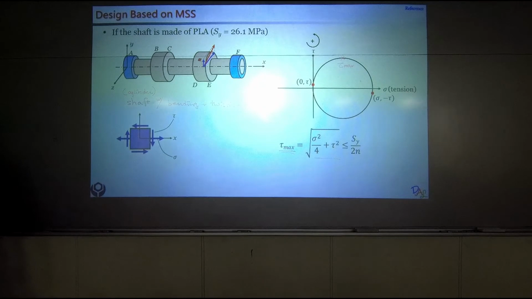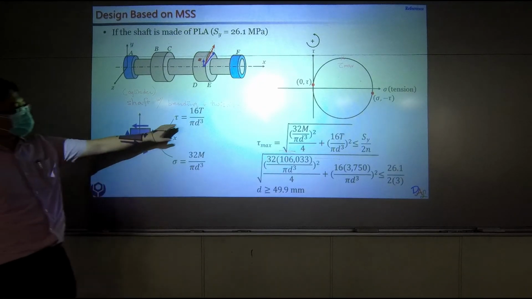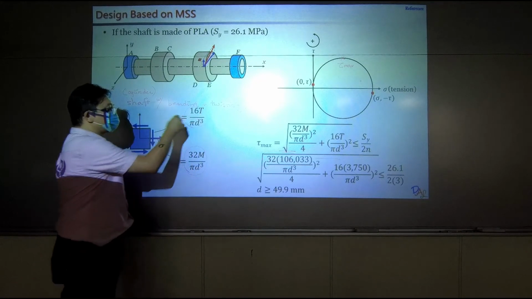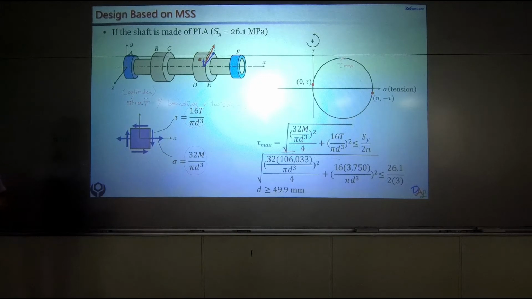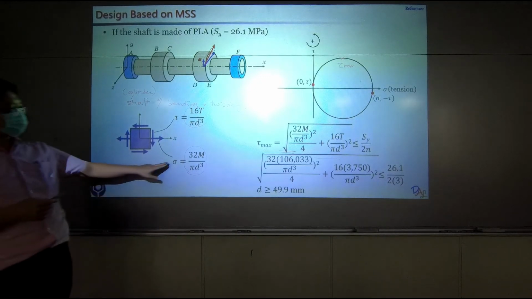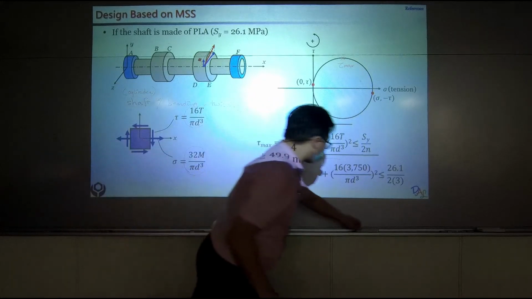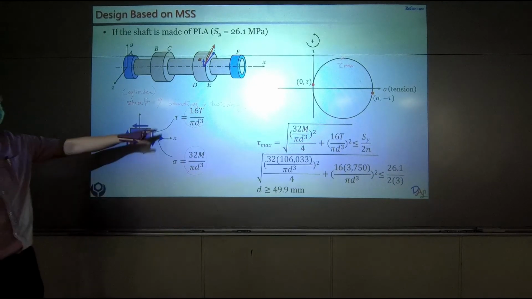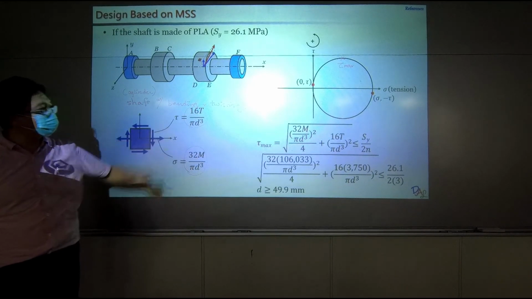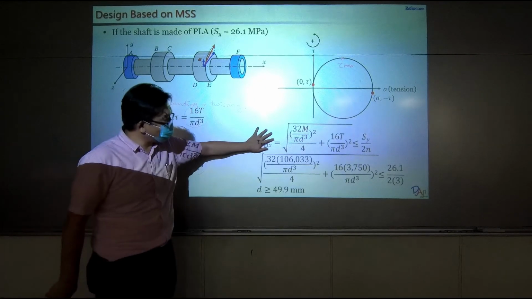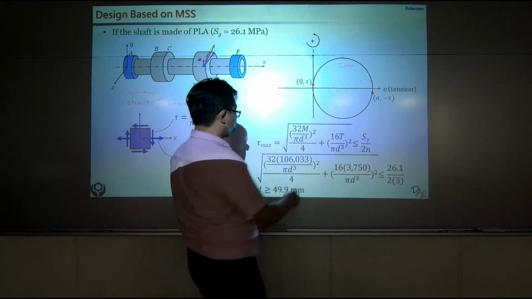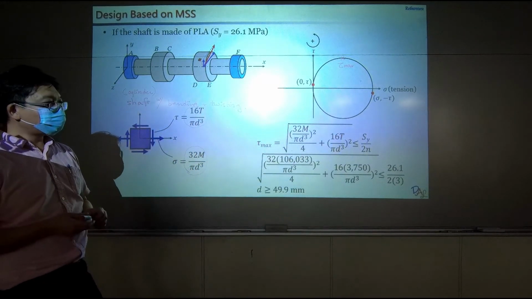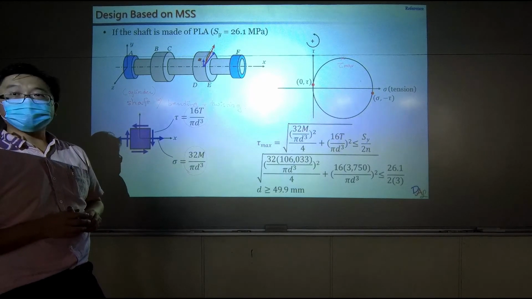Okay? And if we apply these two, remember, based on solid mechanics, we have sigma equals 32M over pi d cubed. And we also have tau equals 16T, basically torque, over pi d cubed. This is moment, this is torque. If we put them in, it ends up with something really messy.